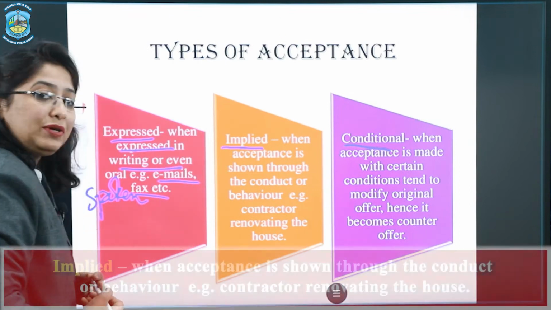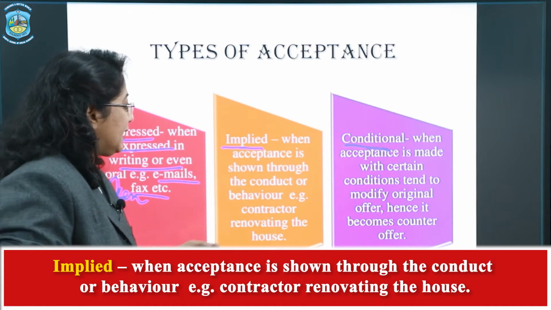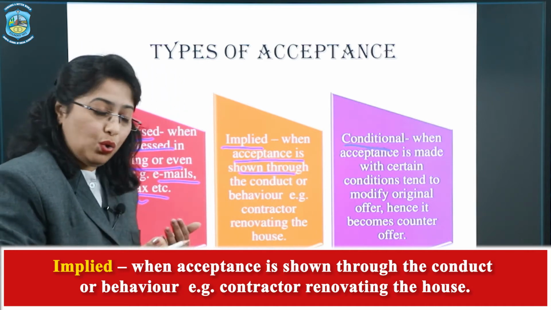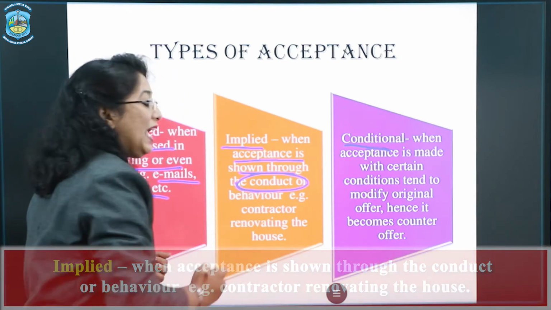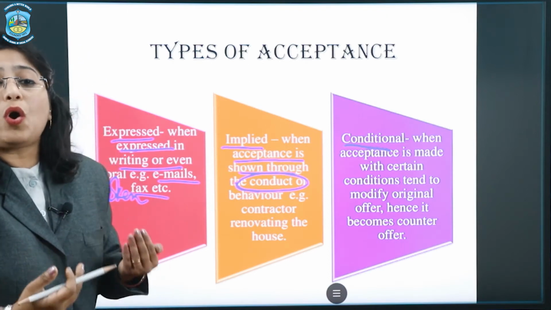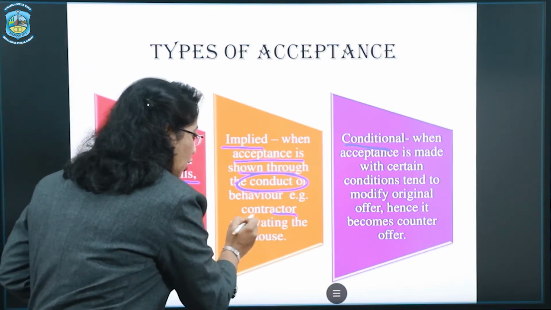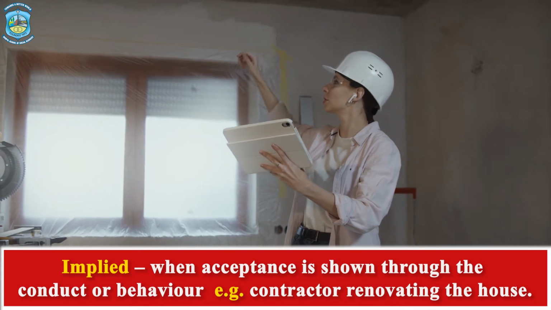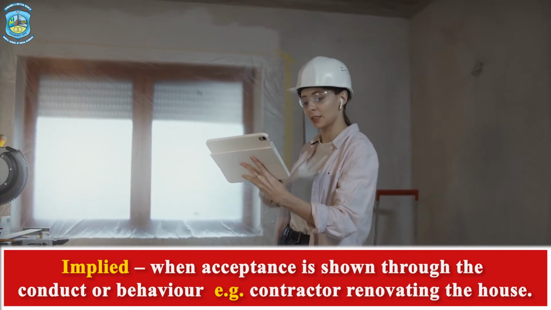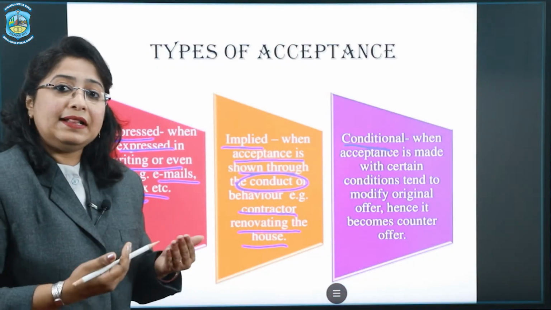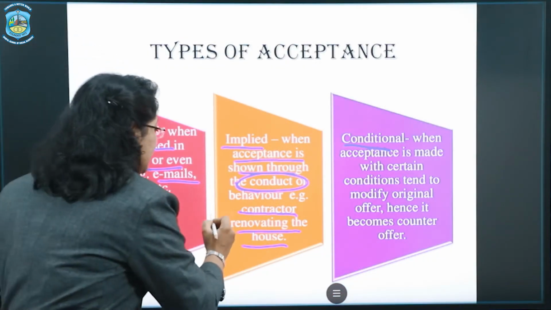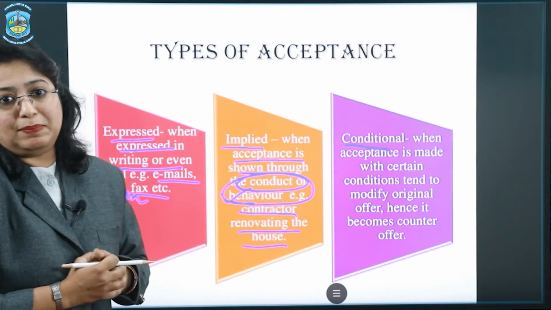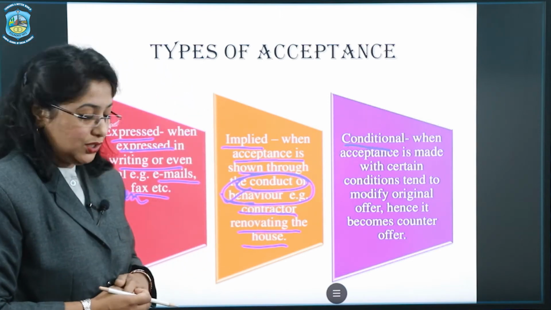Whereas when we talk about implied acceptance, we say that the acceptance is shown through a particular behavior of an individual, that is, through the conduct. For example, a contractor renovating the house. Here you may go for an oral offer and the contractor will perform it. So it's more important to understand the behavioral implication of an implied contract.